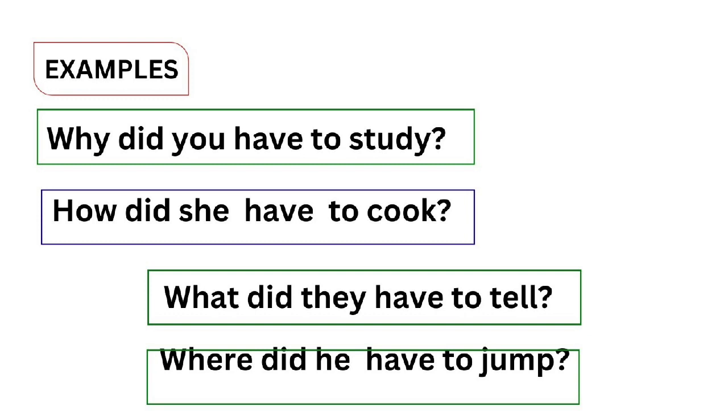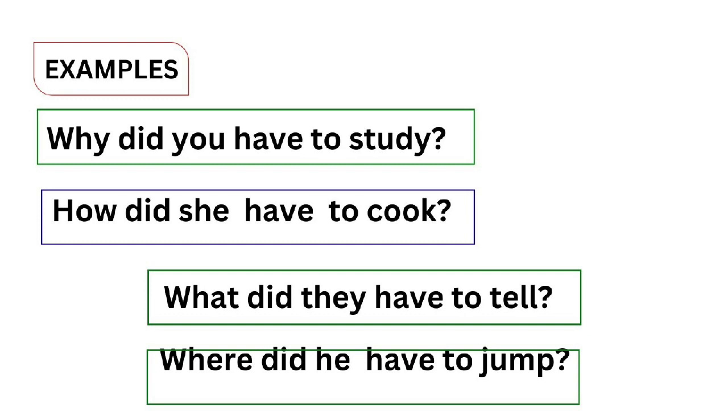So we can't use "had to" there. We can use only "had to" in the positive sentence, because in the positive past we use have to in the second form. And this is the formula. Now let us look at examples. Why did you have to study, तुम्हें क्यों पढ़ना पड़ा. In this sentence we are asking about the major reason, क्यों पढ़ना पड़ा. How did she have to cook, खाना कैसे बनाना पड़ा.